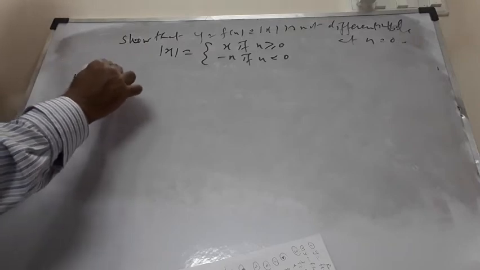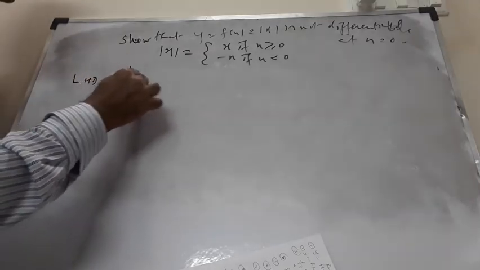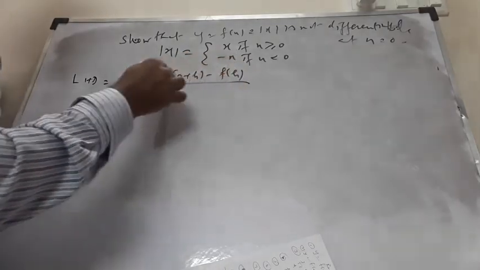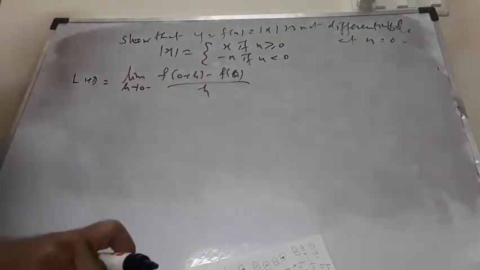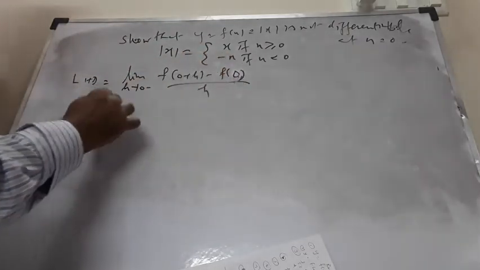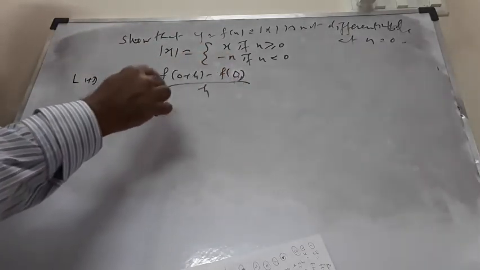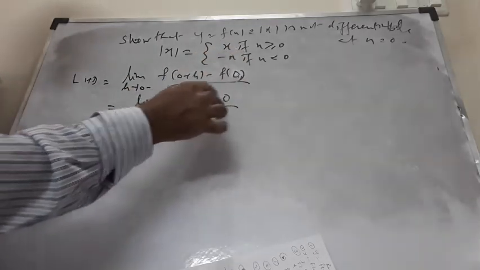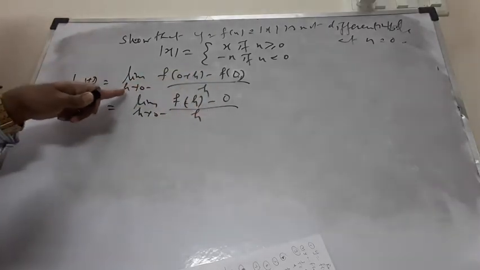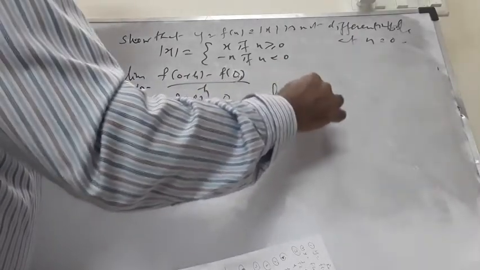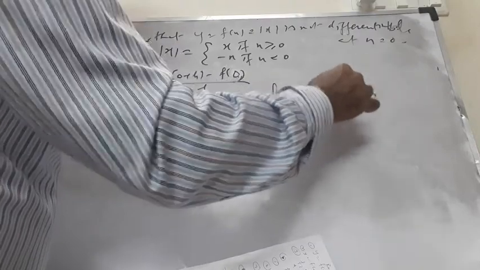Let me think about the left hand derivative. This is limit h tends to 0 minus of f of 0 plus h minus f of 0 whole by h. This is by definition of left hand derivative. This is limit h tends to 0 minus of f of h, f of 0 is anyway 0, divided by h. h tends to 0 minus means it's a value below 0. For any value below 0, it is minus h by h. Therefore, this is limit h tends to 0 minus of minus 1, which is equal to minus 1.